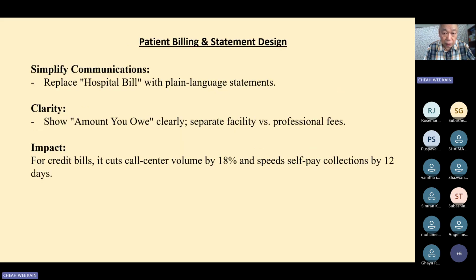Billing, patient billing statement design, all this normal. Please replace the hospital bill with a plain language statement. Don't give a lot of medical jargon. Show what you owe.